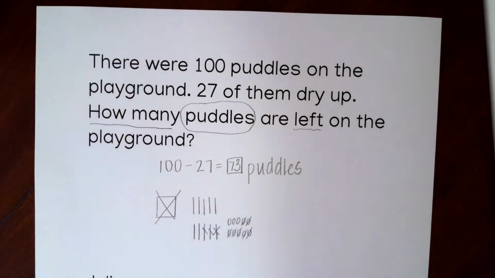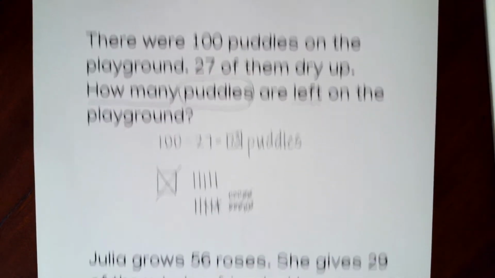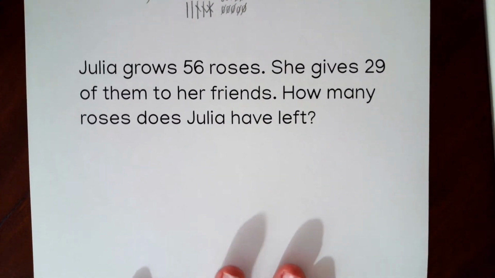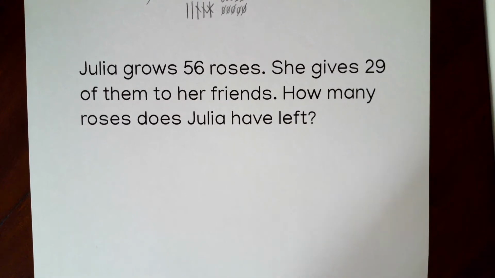So yesterday and that problem that we just did all were subtracting from 100. But what happens if you're not subtracting from 100? Well, let's take a look. Here's our next story problem. It says Julia grows 56 roses. She gives 29 of them to her friends. How many roses does Julia have left?